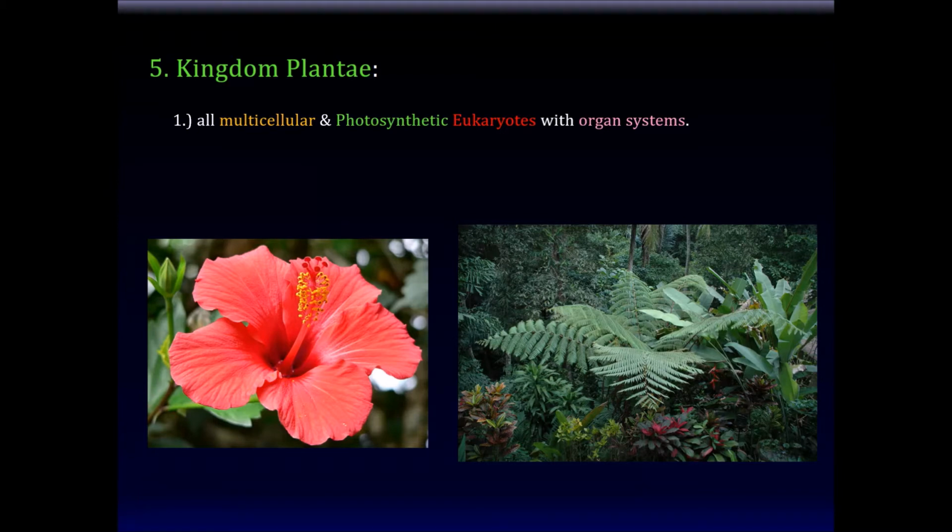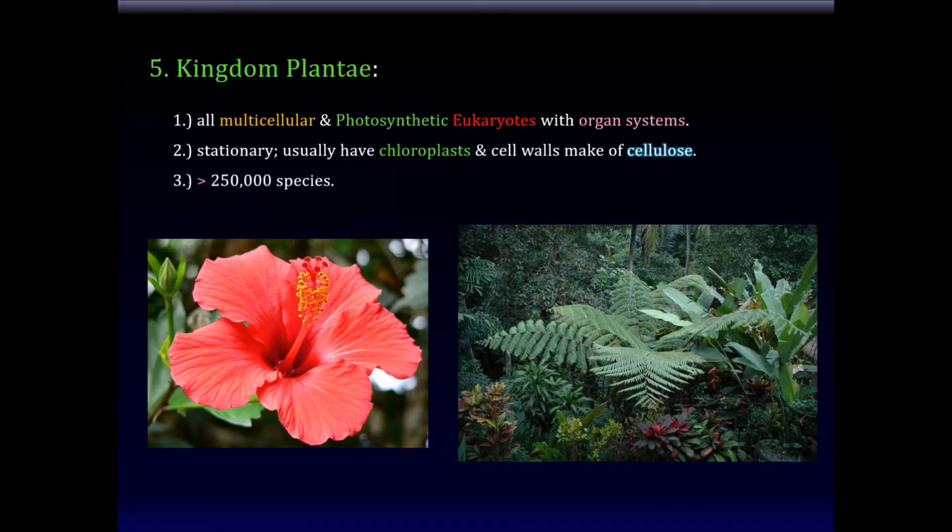Plant-like protists. They're protists that are plant-like. What does that mean? They do photosynthesis. There are protists that are animal-like. What does that mean? They eat other things, like amoeba. You just saw the poor guy eat the paramecium. And there are protists that are fungus-like. I mean, they're decomposers. Right? You follow. But not all protists do photosynthesis, but all plants do photosynthesis. Plants are stationary, usually have chloroplasts, and cell walls made of cellulose. Cellulose! They have cell walls. Over 250 thousand species of plants.